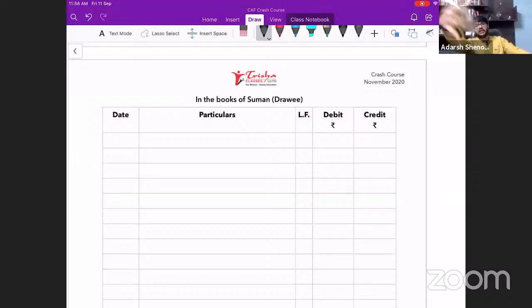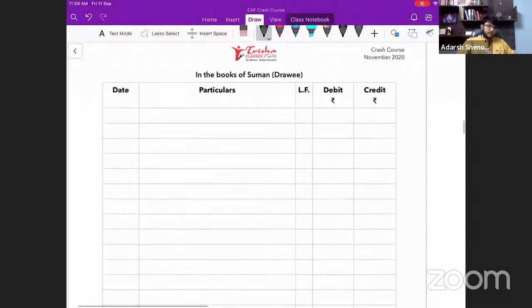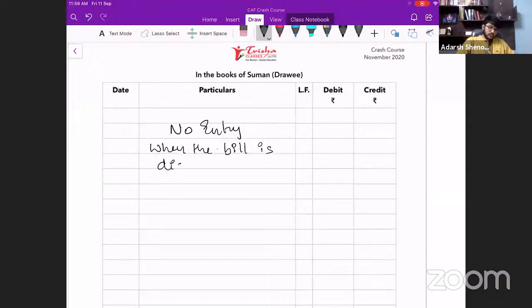Instead of paying Mr. Raj, I have to pay the banker. His banker I have to pay. So other than that, nothing is changing for me. So we don't pass an entry for change of address. No entries to be passed for that. So here the entry is no entry when the bill is discounted by the drawer.